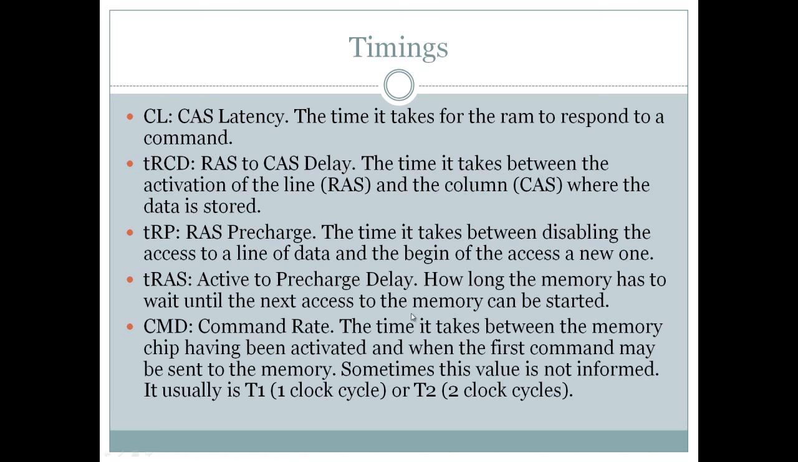The command rate is, as it says, the time between the memory chip having been activated and when the first command may be sent to the memory. Remember, the CAS latency is how long it takes for it to respond with a command. The command rate is it sends a command to turn the RAM on. When is the RAM actually ready to take orders?